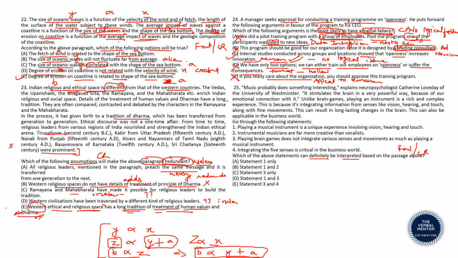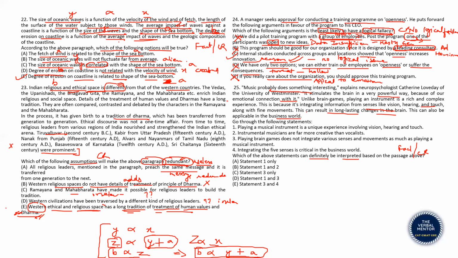Music probably does something interesting. Okay. Explains neuropsychologist Catherine. It stimulates the brain in a very powerful way because of our emotional connection with it. Unlike brain games, playing an instrument is a rich and complex experience. This is because it is integrating information from senses like vision, hearing, and touch. This can result in long-lasting changes in the brain. This can also be applicable in the business world.